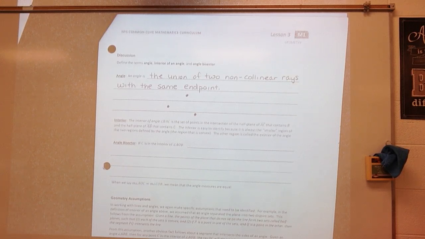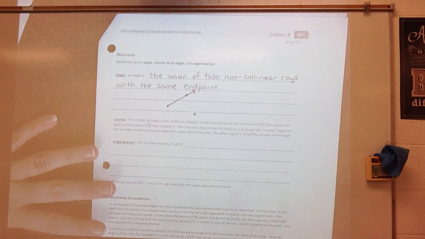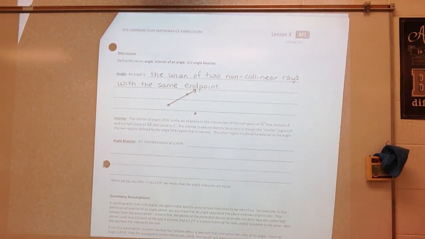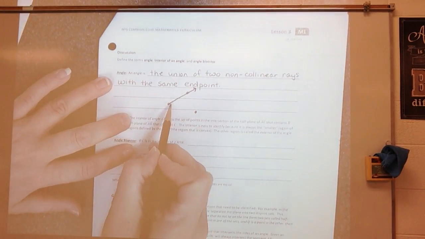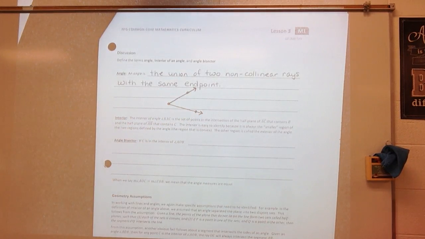Guys, a ray starts at an endpoint and then continues in one direction forever. So we create a ray looking like this. That means it stops here, but it continues in this direction forever. So if I create two rays that are non-collinear and they have the same endpoint, that means this is the endpoint. So now I've got two non-collinear rays with the same endpoint, and that is the definition of an angle. I think most of you, or hopefully all of you, do know what an angle looks like.